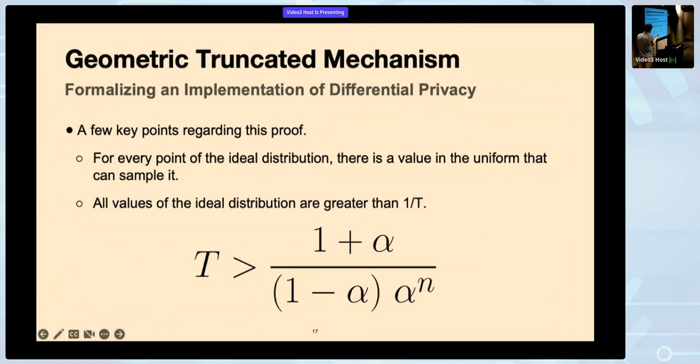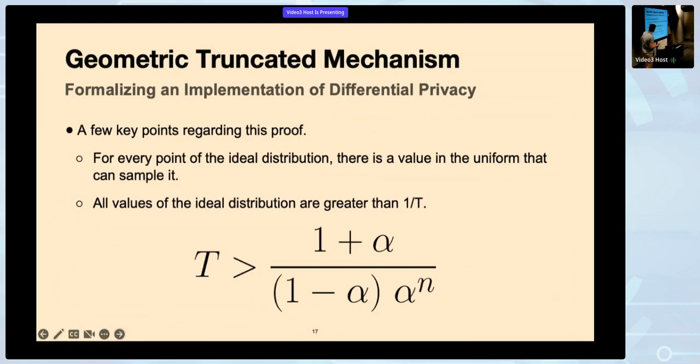Now let's think about what needs to be true for this to happen. All values of the ideal distribution have to be greater than 1 over t. There are two reasons for this. The first one is, if you remember, our uniform distribution has values 1 over t all the way up to 1. So if we had any probabilities that were less than 1 over t, we wouldn't be able to sample them using inverse transform sampling. The other reason is that the CDF is the cumulative sum of the PMF. Therefore, if you can guarantee that every point of the CDF is at least 1 over t apart, then you can guarantee that a distribution of size t is going to sample it.